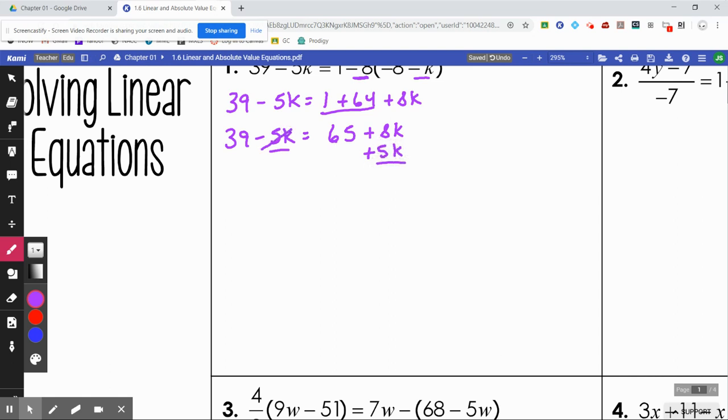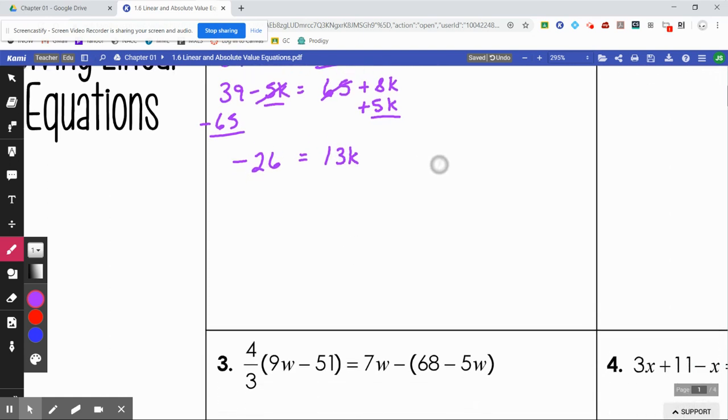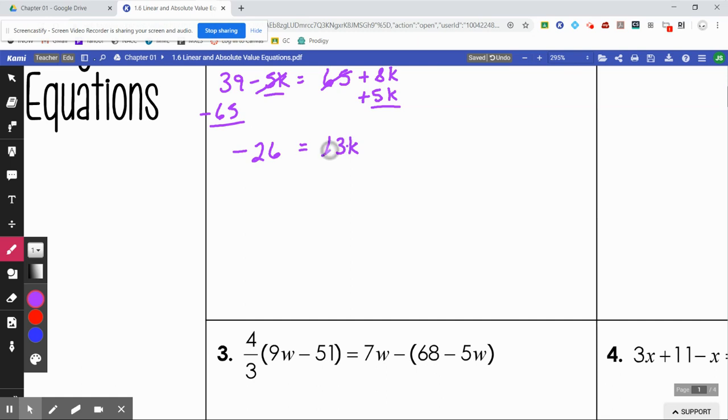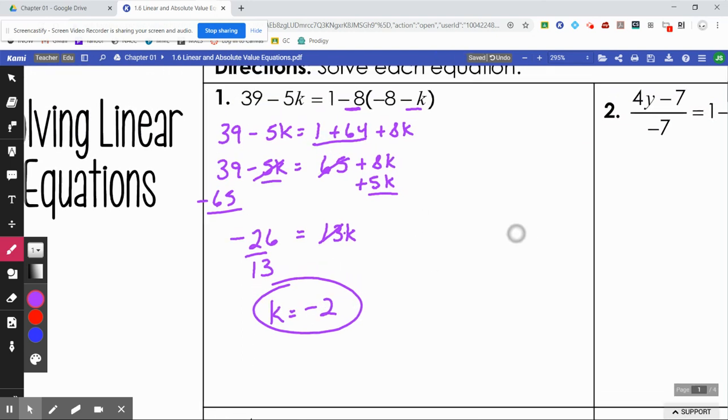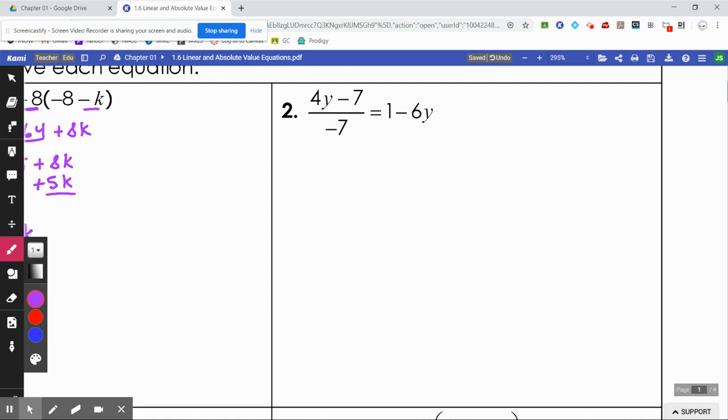Mark it out. If we're going to move our k's to the right, let's take our 65 and move it to the left by doing minus 65, the opposite. You now have negative 26 is equal to 13k, and then we're just solving from there. 13 times something, to get rid of it, we're going to divide by 13, and we find out that negative 26 divided by 13 is negative 2, so that's your value of k. That can always be substituted back into the original to check and see if it's right.